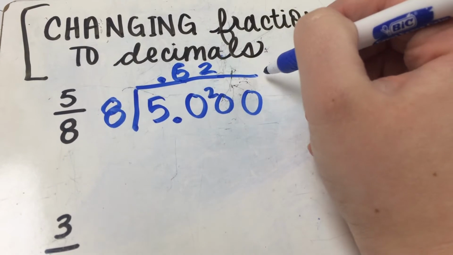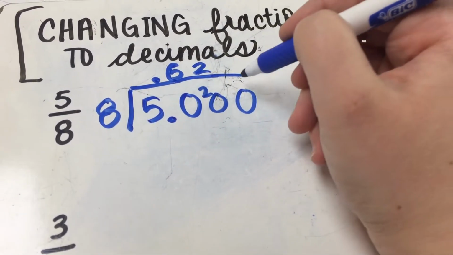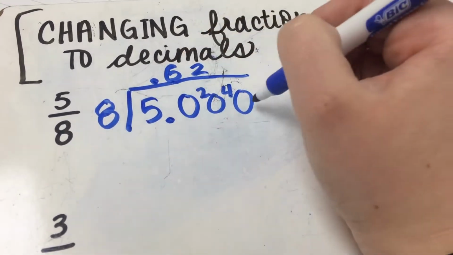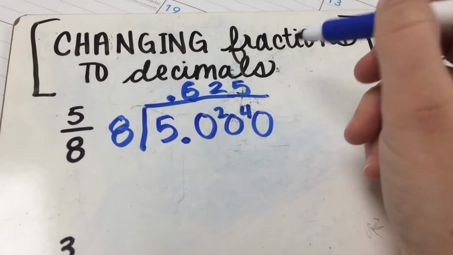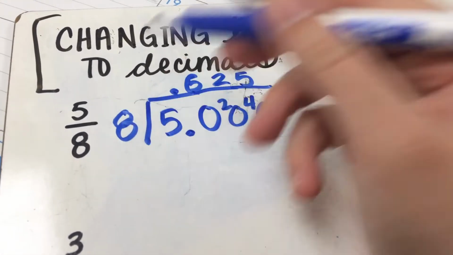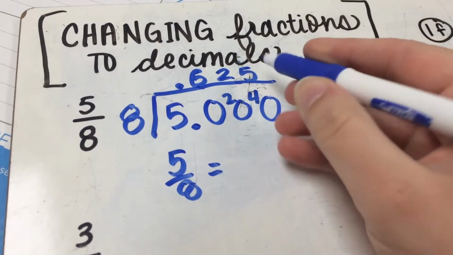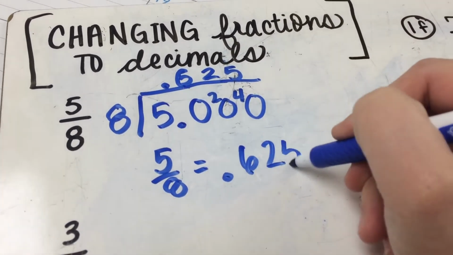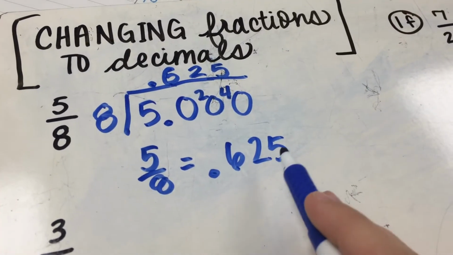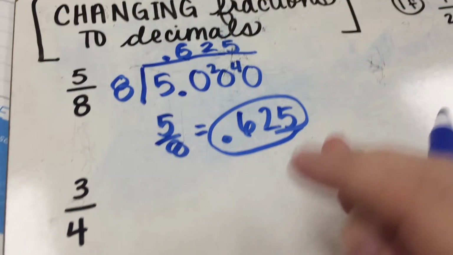Annex your 0, extend your line. My remainder, 2 times 8 is 16. 20 minus 16 is 4. And 8 goes into 40 how many times? 5 times. So your 5/8 equals, as a decimal, in its decimal form, it is 0.625, or read as 625 thousandths. Okay, so this is just how you change a fraction to a decimal.